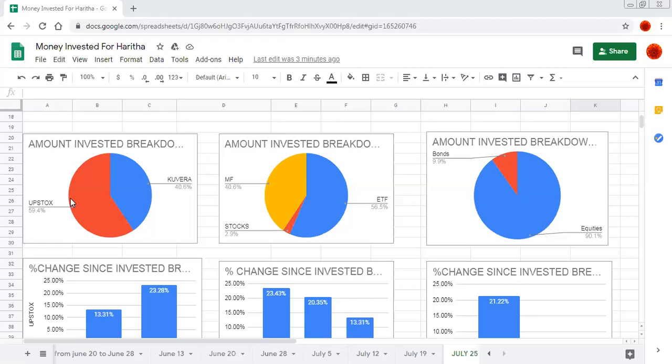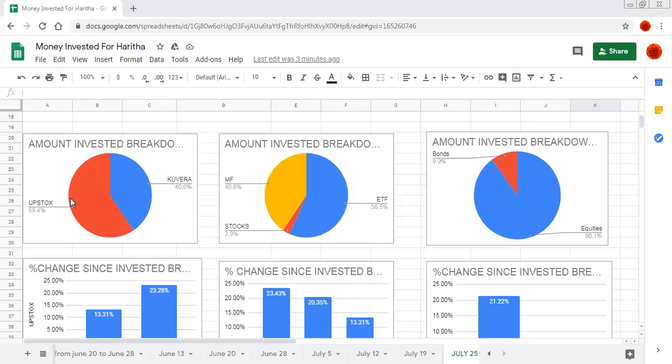If I invest 5 lakhs in the market through two apps, Kuvera and Upstocks, which do brokerage for us, I invested in three different ways: ETF, stocks and mutual funds. How much profit will I get, what percentage, and what is the overall percentage of profit? Let's have a look.